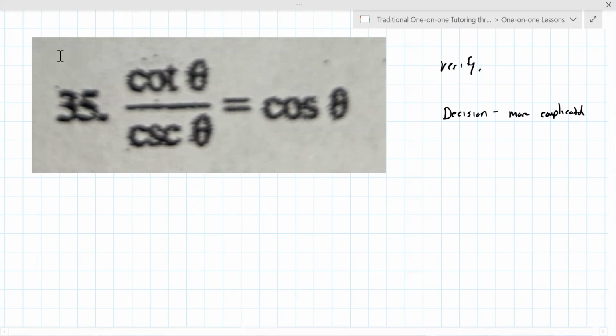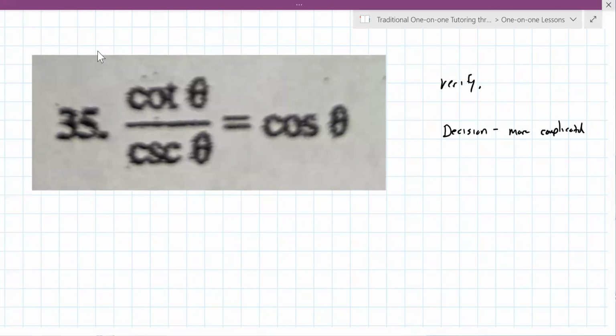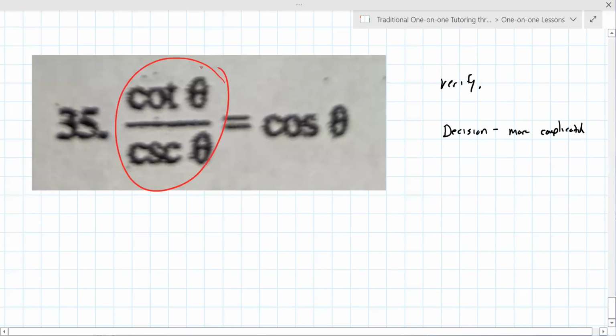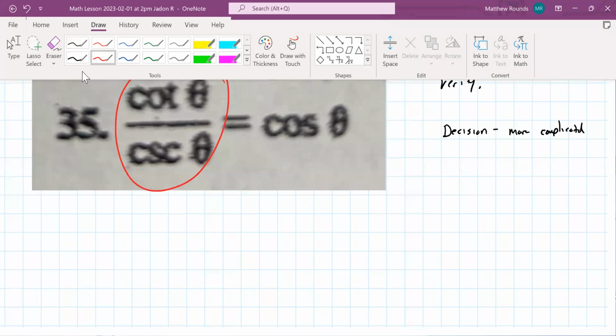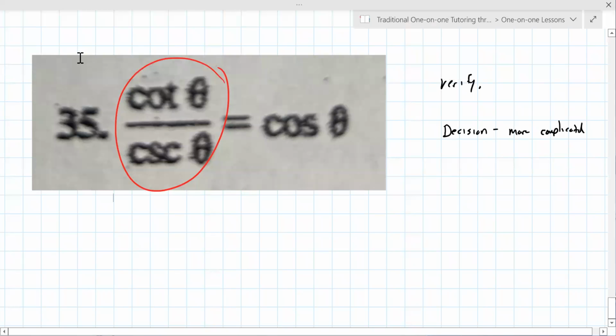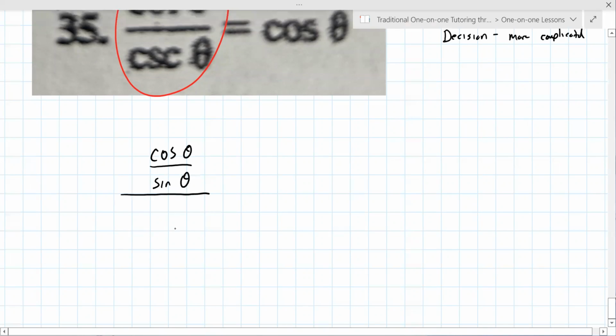And unfortunately, the more complicated side is the side you're going to work on. So would you agree that the left side is more complicated than the right? Yes, definitely. So unfortunately, you got to work on that side. So the first strategy, just like we've been talking about over and over again, is to convert everything to sine and cosine. Can you tell me what cotangent is in terms of sine and cosine? Cosine over sine. So that's the top part. How about the bottom part? 1 over sine theta. Good.